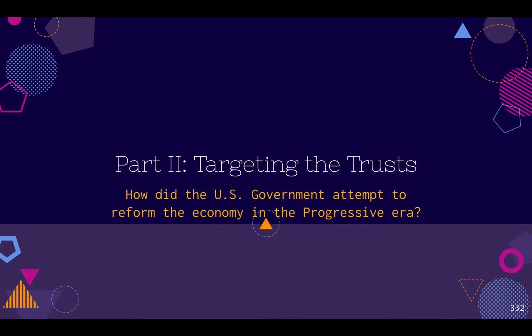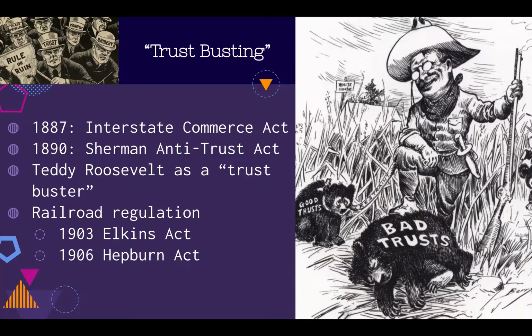All right, let's finish up by looking at trust busting. The big question we're trying to answer is how the US government finally attempted some economic reforms after looking at many of the problems exposed by the Gilded Age. So, first, we just have to talk about what a trust is. A trust is a simple word for a monopoly.